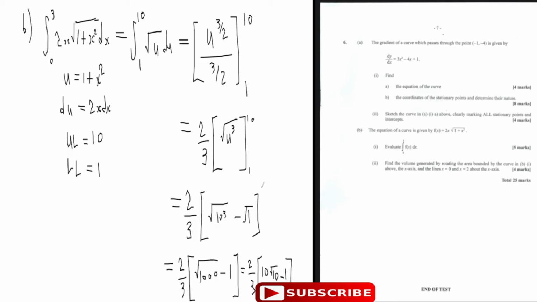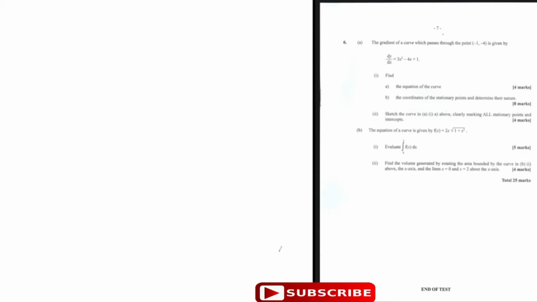Nice. Okay, let's continue. It says find the volume generated by rotating the area bounded by the curve above, the x-axis, and the line x equals 0 and the line x equals 2. So remember, volume around the x-axis is equal to pi times the integral of y squared dx. It's pi times the integral.